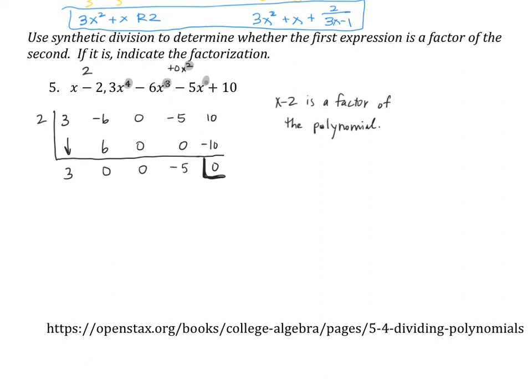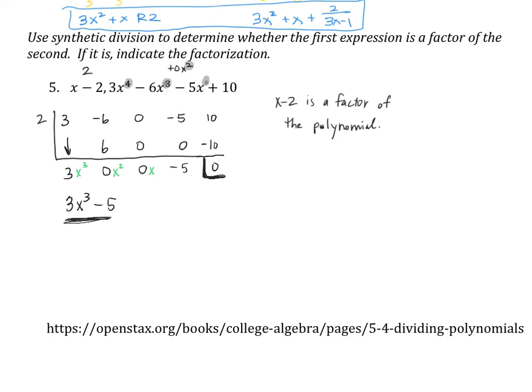We started with an x to the fourth, so that means our answer is going to start with an x cubed. So this is going to be 3x cubed, 0, 0, and then a minus 5. Okay, so remember that this is an x cubed, this is an x squared, this is an x, and then the last thing is a constant. So there's 0x squared and 0x. I don't have to write that. And then, of course, the remainder 0, I don't write that either. So this is what we got for the quotient. Okay, so this is the quotient.